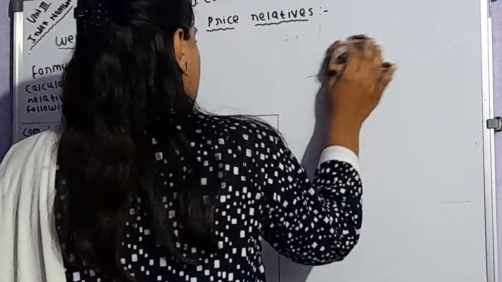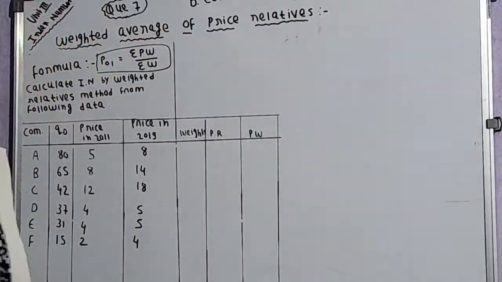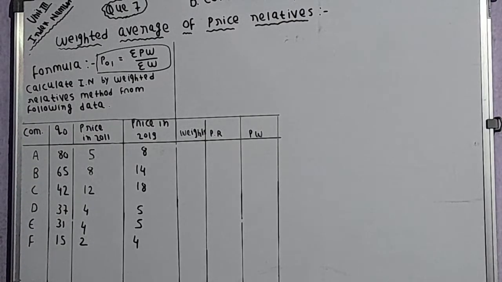Now we will try to understand the concept with the help of an example. Here an example has been given. I have written it on the whiteboard. You can see it. See what has been asked in the question: calculate index number by weighted relatives method from the following data.